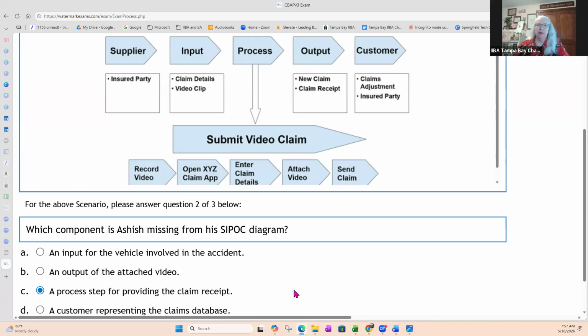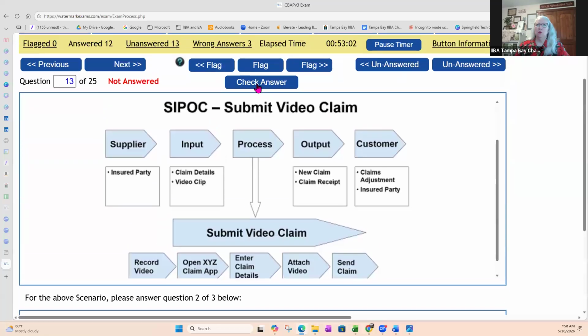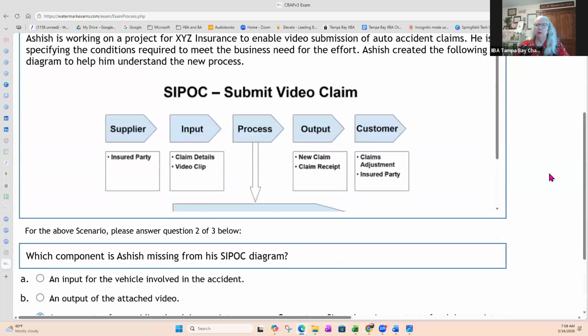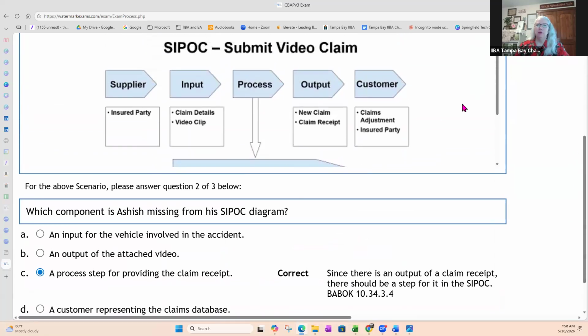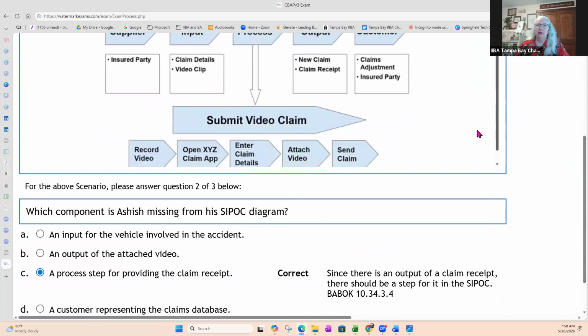Let's go ahead and test this, and we'll figure out what the best answer is by the results. Since there's an output for the claim receipt, there should be a step for creating the claim receipt in the SciPoc in the steps. So you start with the claim details in the video clip, and you go through all these steps, and at the end you come out with a new claim and a claim receipt, but you don't have anything in here that says generate claim receipt.